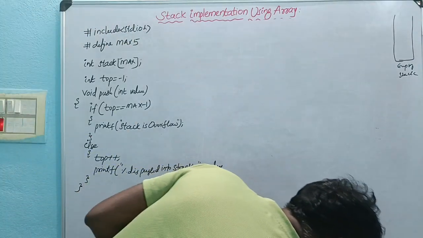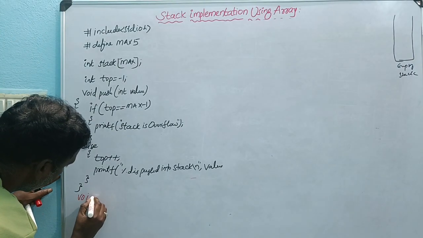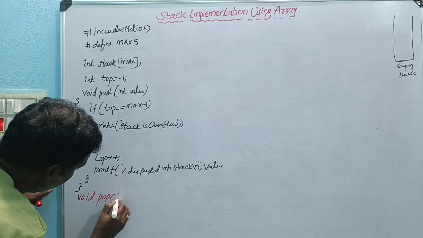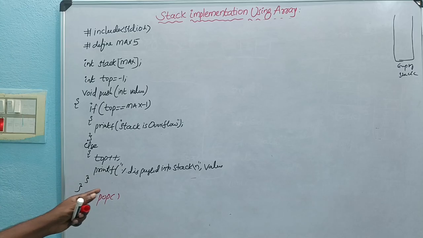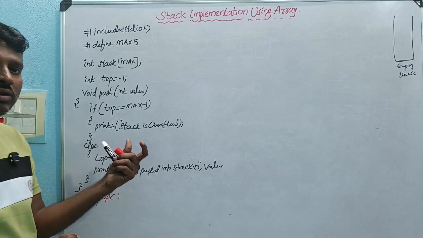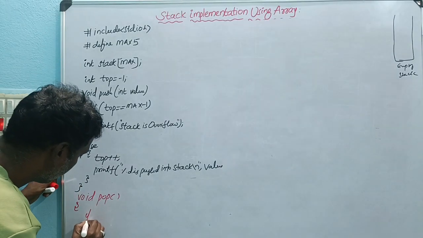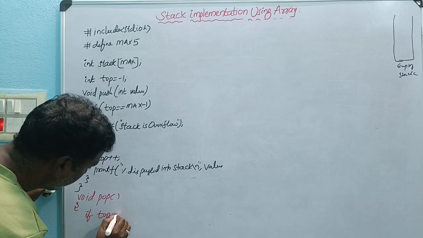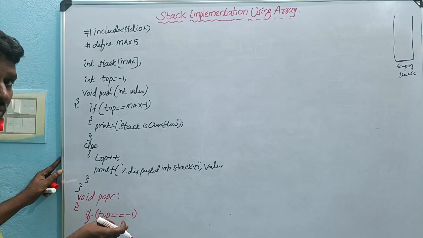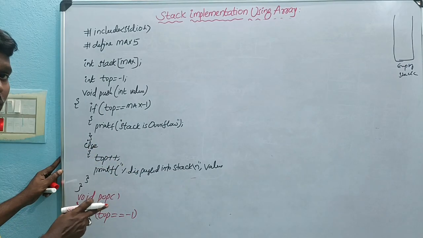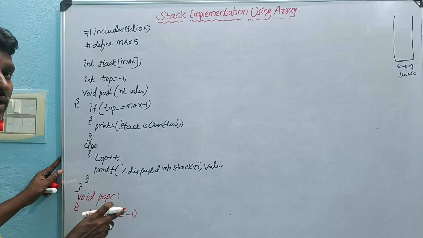Creating pop operation. Void pop operation. At the time, pop is nothing but removing an element from the stack. So that's why we are writing here, if top equal to -1, which means the stack is empty. At that time, is it possible to pop? No, not possible. It is possible only if the stack has some elements.